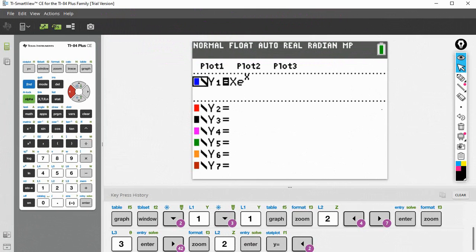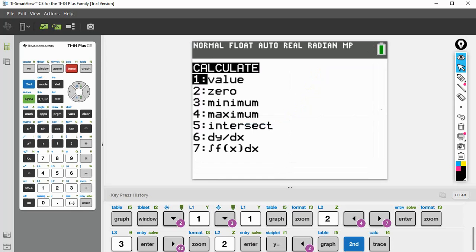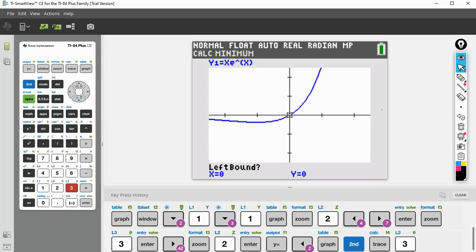Okay, so here we are with the graphing calculator, and we're going to plot x times e to the x. So notice that here is the graph. So we're going to look for the minimum. Remember, we can do that with the second function on the trace key, which is calculate. And then number 3 for minimum. And then remember that here they always ask for a left bound and a right bound. So we know it's negative 1, but we just want to verify it. So let's move a little bit to the left of negative 1.